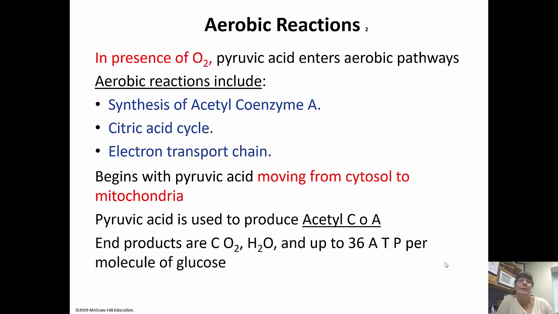The pyruvic acid is used to produce the acetyl coenzyme A. Basically what happens is the pyruvic acid binds with the coenzyme A, and the coenzyme A cuts off a carbon to leave you with acetyl coenzyme A. So the end products are carbon dioxide, water, and up to 36 ATP per glucose molecule. So that's a big difference. You have only 2 ATP from glycolysis, but if you continue on with aerobic respiration, you can get up to 36 ATP.